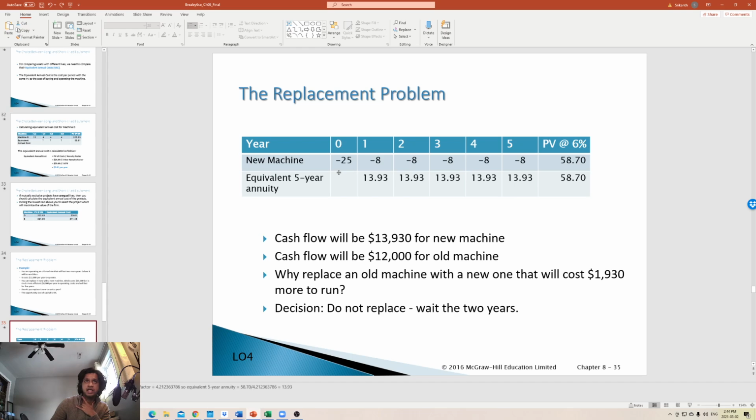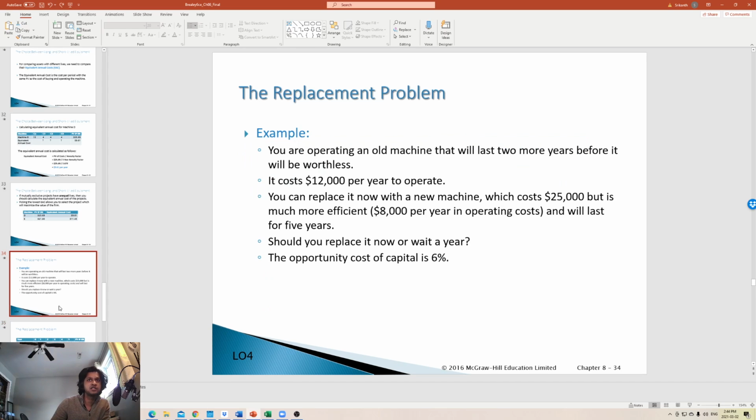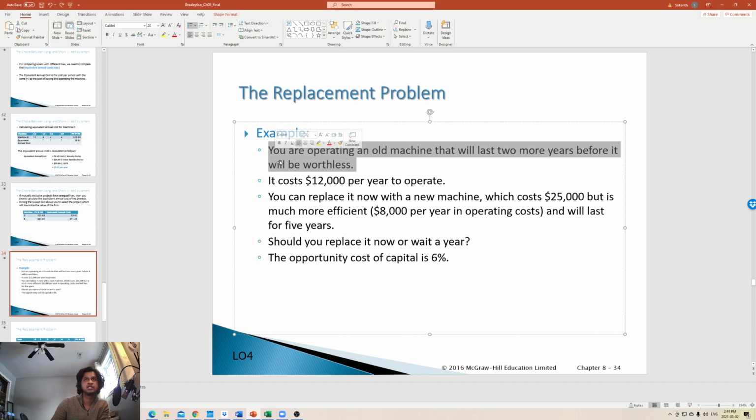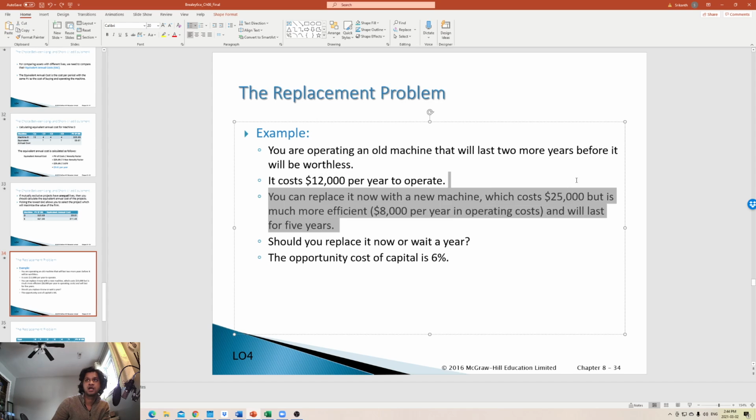In this scenario, you don't have to worry about the cost of the old machine, because the old machine costs only $12,000 per year to operate, and that's its effective annual cost. It's given to you already. You don't care about what you purchased it for. Even if you purchased it for $1 million, it doesn't matter because that's a sunk cost in some sense. You only care about the operating annual cost. The new machine again is $25,000 and $8,000 per year.